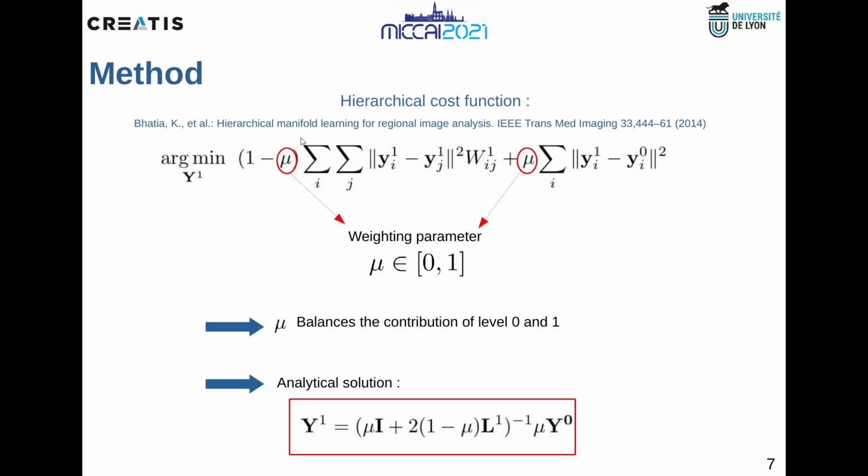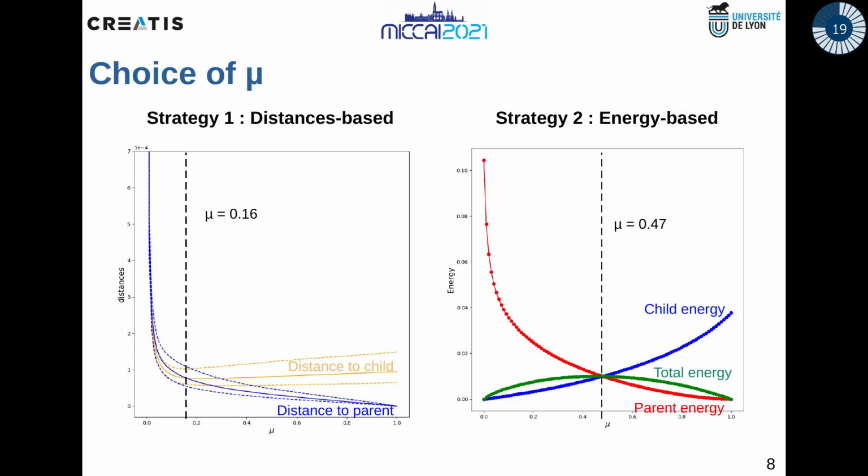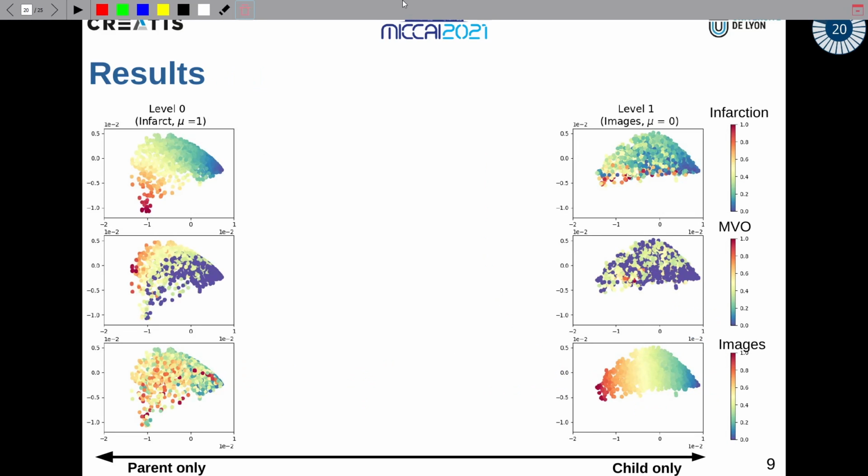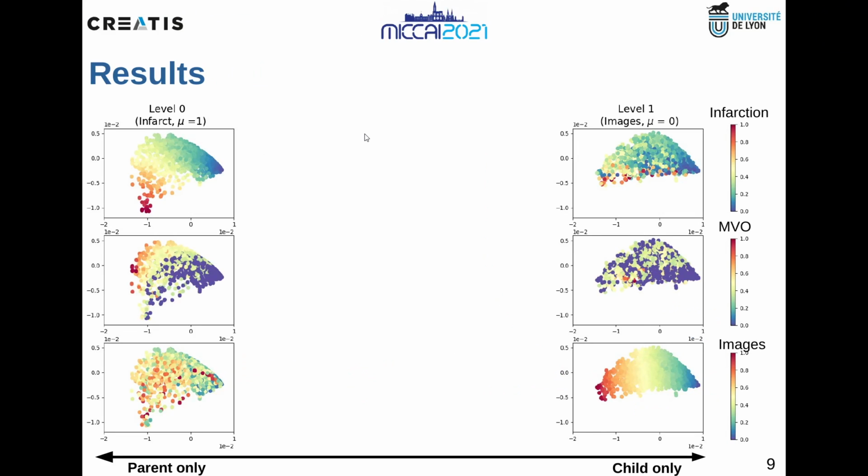So we have the child part here and the parent part here, and we took the mu corresponding to equal energy between the child and the parent. So we display the results here. On the left we have the embeddings corresponding to the level 0, so the segmentation, and on the right the embedding for the images.